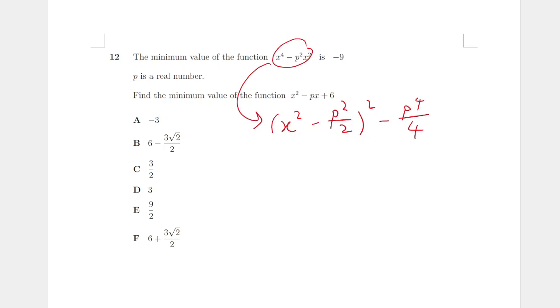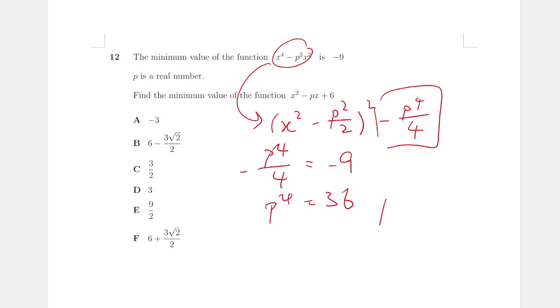And then how do we read off the minimum value? Well, the minimum value is just the term outside the bracket, right? So we know that negative p to the power 4 over 4 equals negative 9. Great, so we just have to solve an equation now. So p to the power 4 equals negative 9 times negative 4, which is 36.